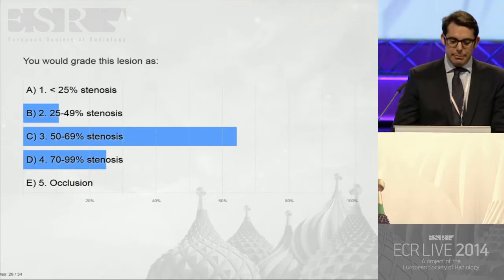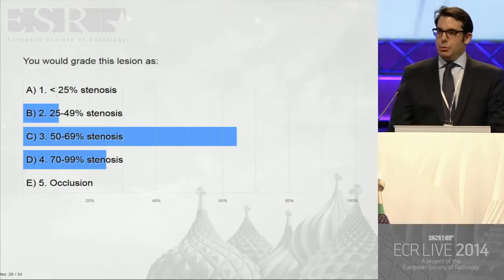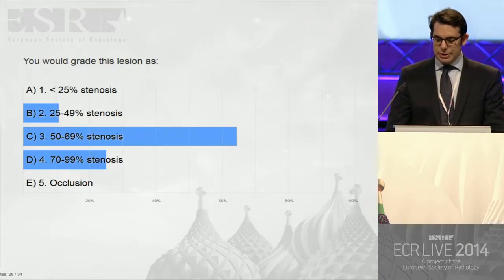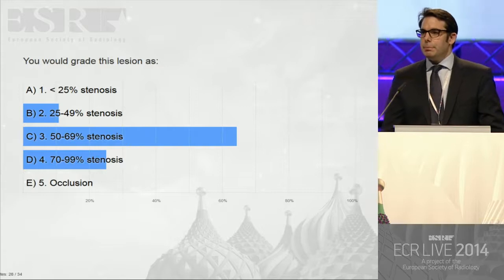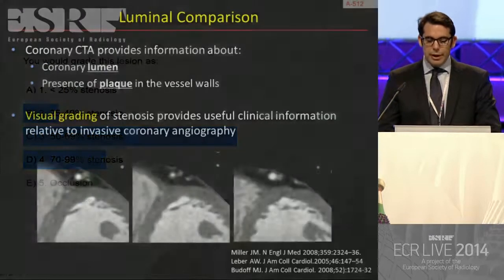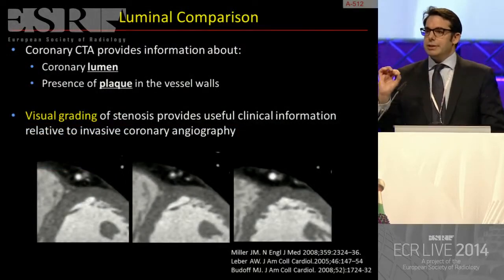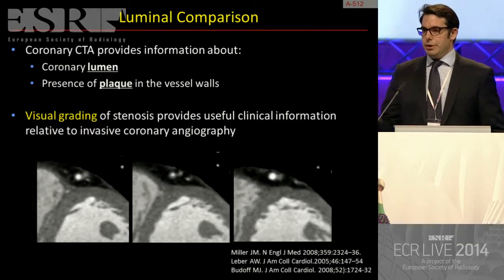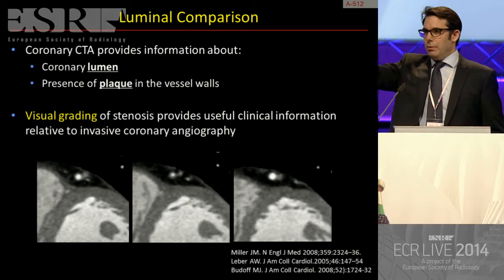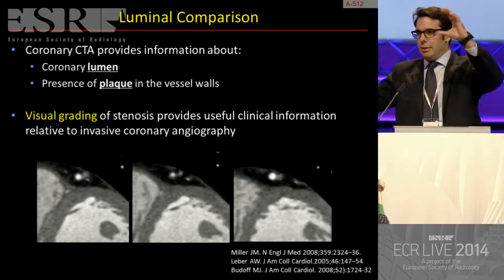So 50 to 69% stenosis. We could argue with this, because it looks like it's a significant stenosis. The take-home point here is that I call this 25 to 49% stenosis. I will tell you why. The important point here is that CT tends to overestimate the degree of stenosis. And why is it? Because we see the wall and we see the lumen, we see both. So our eye does the calculation regarding the entire wall against the entire lumen, and this is how we try to do that.